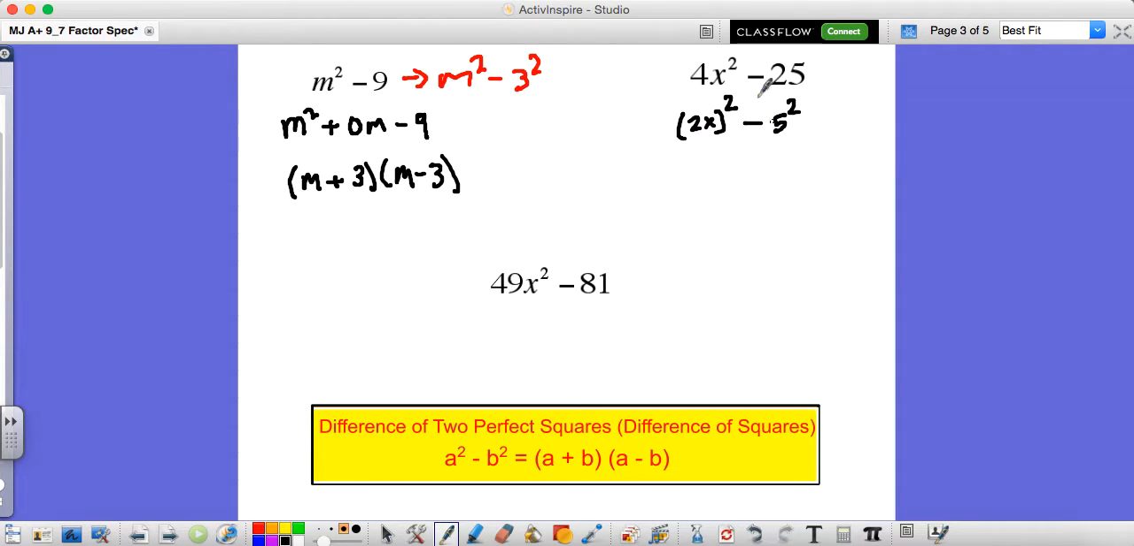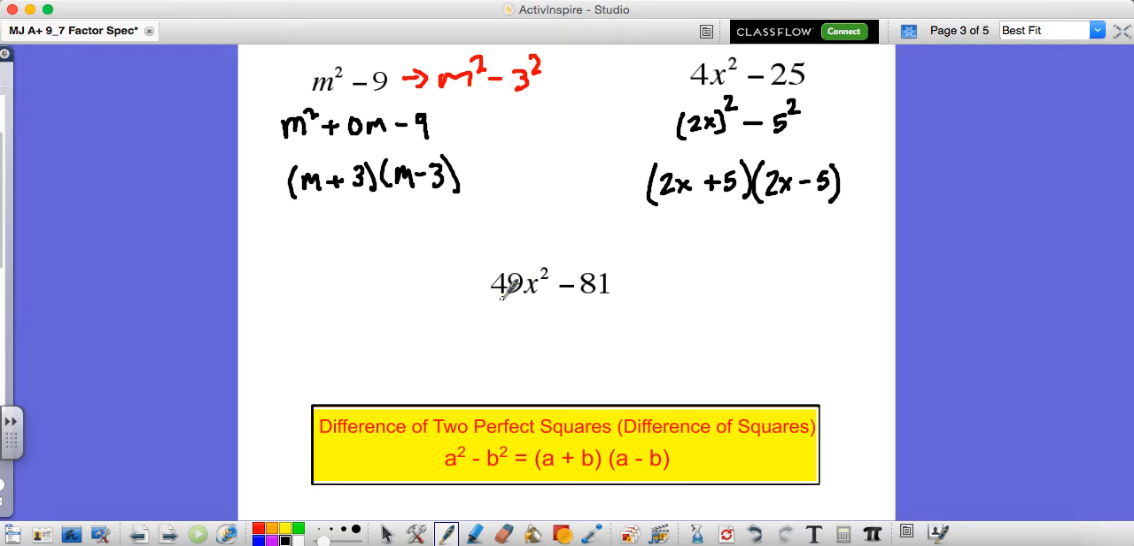You don't need to include this step, but I'm just going to write this in to show you how we get down here. We can now just take a plus b times a minus b. A in this case is just 2x, and b is 5. 2x plus 5 times 2x minus 5. And we're done rather quickly.